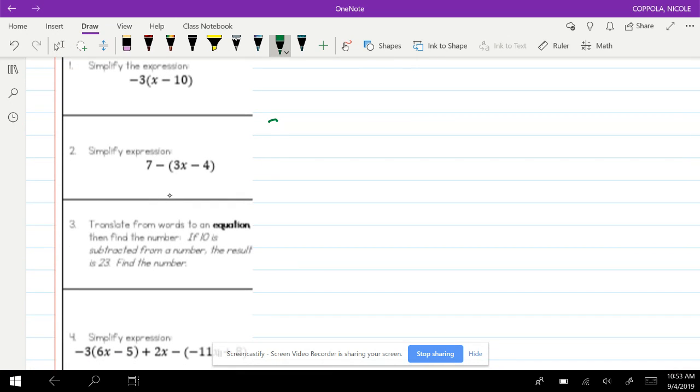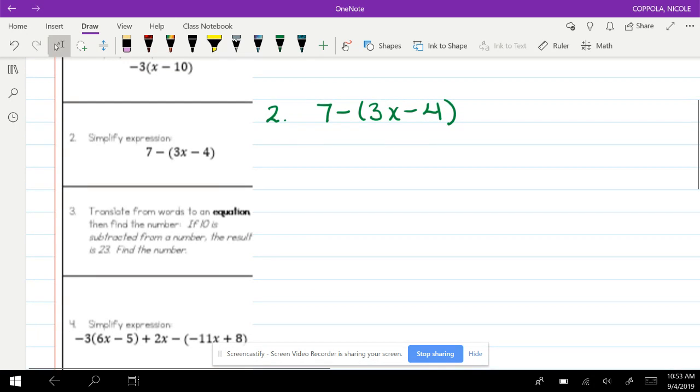Okay, so for number two, I always copy the question down first, exactly as it's written, if necessary. And now here we go. So we know we're starting with that 7. Sometimes in middle school, they like for you to imagine there's an imaginary little 1 there. So it's 7. Now I need to do -1 times 3x. That's -3x. Then I need to do -1 times -4, which is +4. So when you read this, it's 7 minus 3x plus 4.